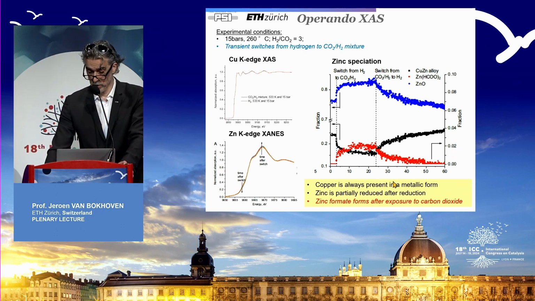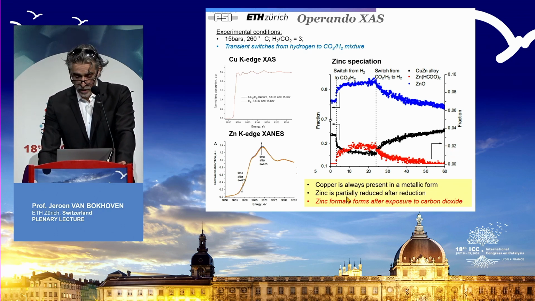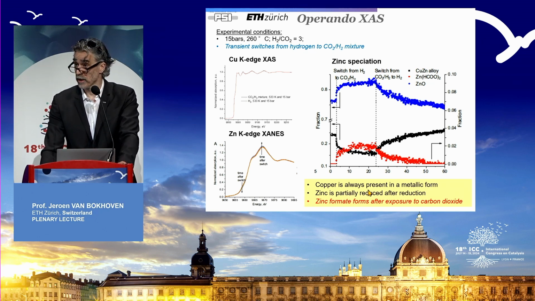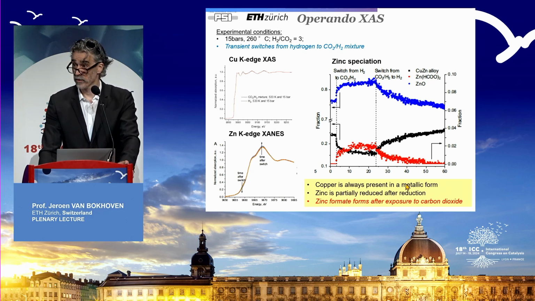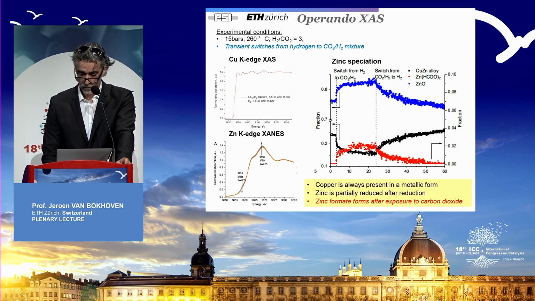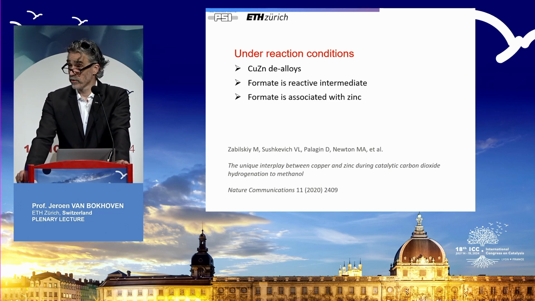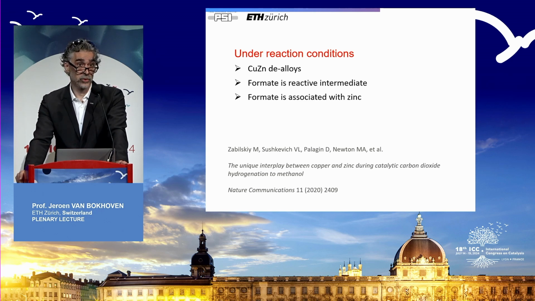Copper is always present in a metallic form. The zinc is partially reduced after reduction, so we have a copper-zinc alloy to start with, and this is rapidly, partially reverting back into zinc oxide, and there's the zinc formate forming. So under reaction conditions, the copper-zinc alloy is to a large extent lost, because of the reaction with CO2. The formate is the reactive intermediate, and the formate is associated with the zinc oxide.